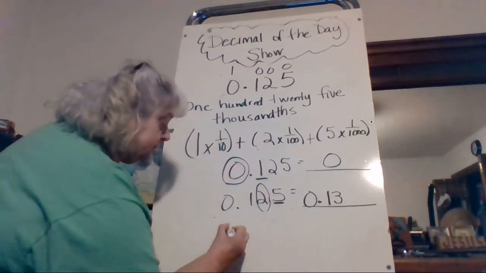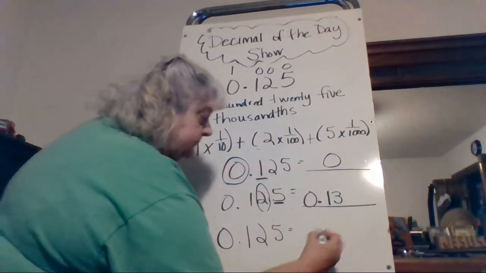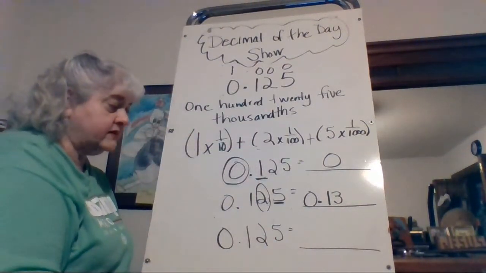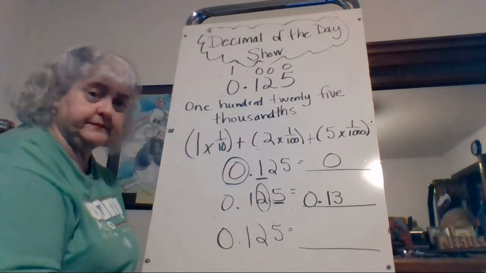Let's do one more. Set it up on your paper like this again. Now what I'd like for you to do is to round it to the nearest tenth. Pause and take care of that for me.